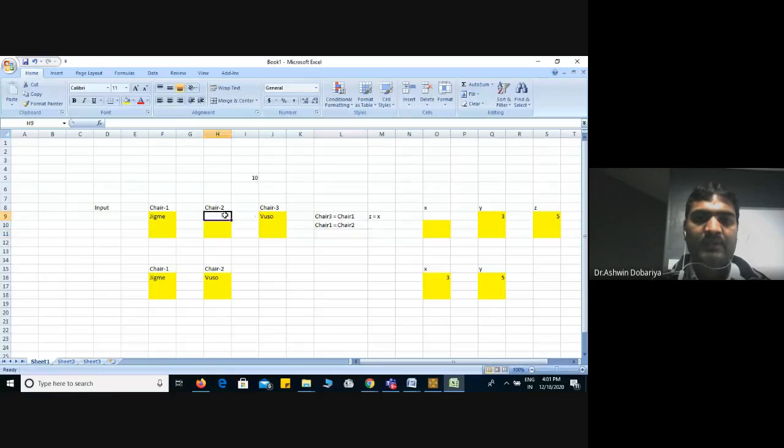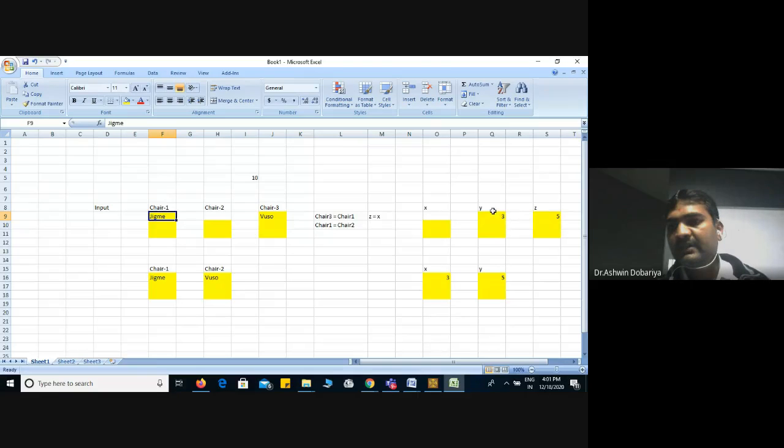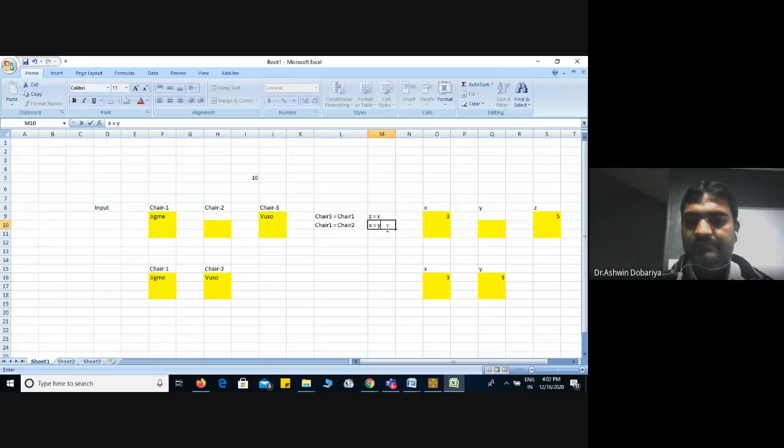So whatever value is available in chair number 2 is assigned to chair 1. Similarly here, whatever value is available with y will be assigned to x. So we can write it this way: x is equal to y. Is this clear to all of you?